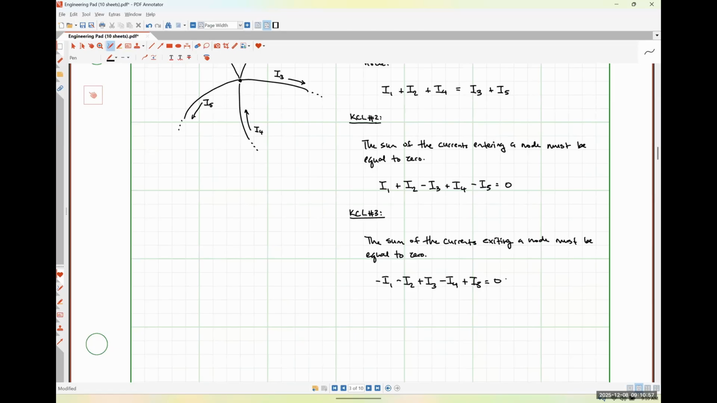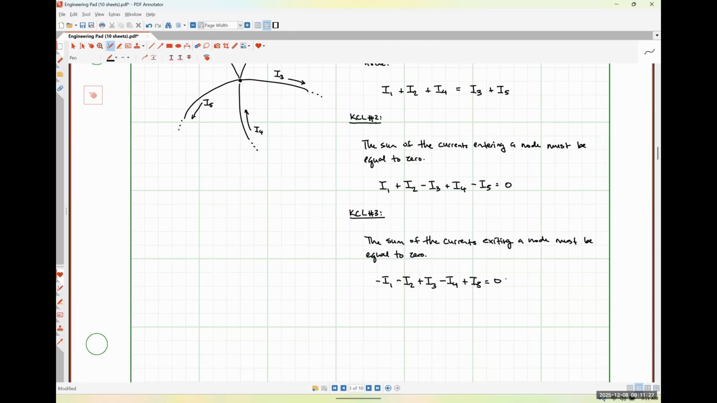So for what it's worth, you can use any of these three versions of Kirchhoff's current law, and you're going to get the correct answer as long as you apply it correctly. So if you are more comfortable with KCL number 1, then just use that. Okay. I tend to use KCL number 3 about 90% of the time, KCL number 1 the other 10% of the time, and practically never use KCL number 2.